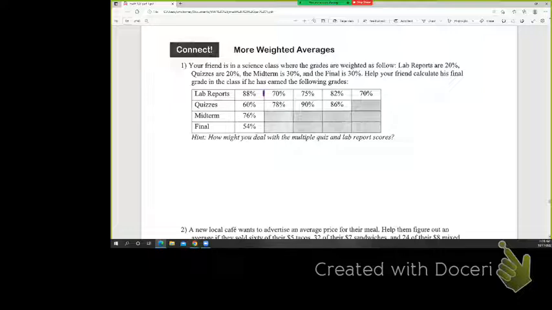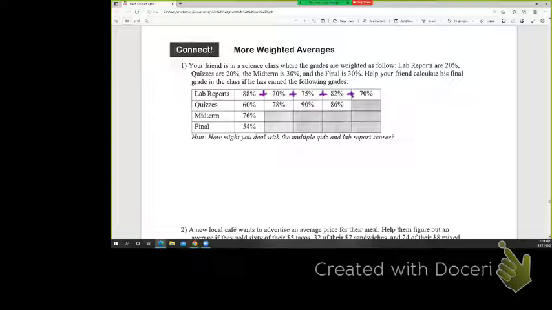How about if we add these together and find the average, find the mean of the lab reports. We cannot do 20% of every one of those and add them in, because that would be too much. Okay? So it's 20% of all of the lab reports. So we need to add them together first, find their mean, and the same with the quizzes.